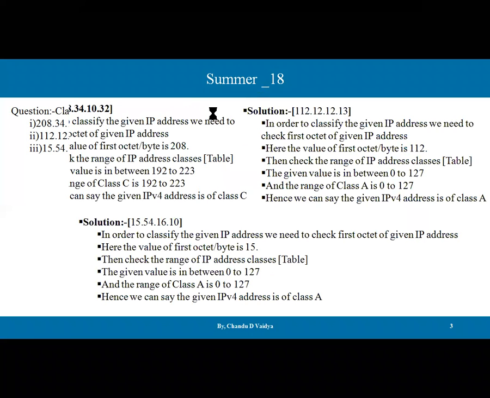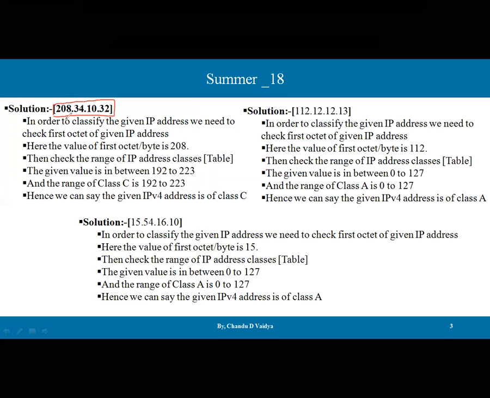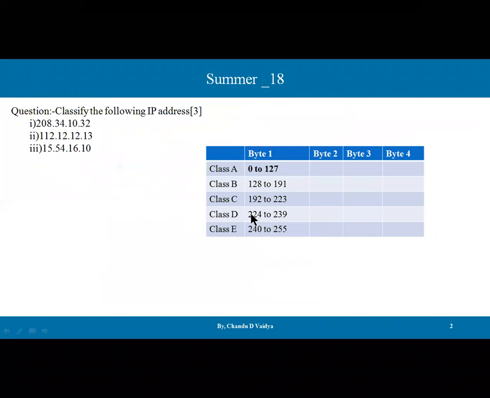So first take the first address, that is 208.34.10.32. In order to classify the given IP address, we need to check its first octet. The first octet value is 208. Now check the range in the IP address class table: the given value is between 192 and 223, and the range of class C is 192 to 223. It means this address belongs to class C. If you go to the previous slide and check, 208 lies in class C. So this address is a class C address.